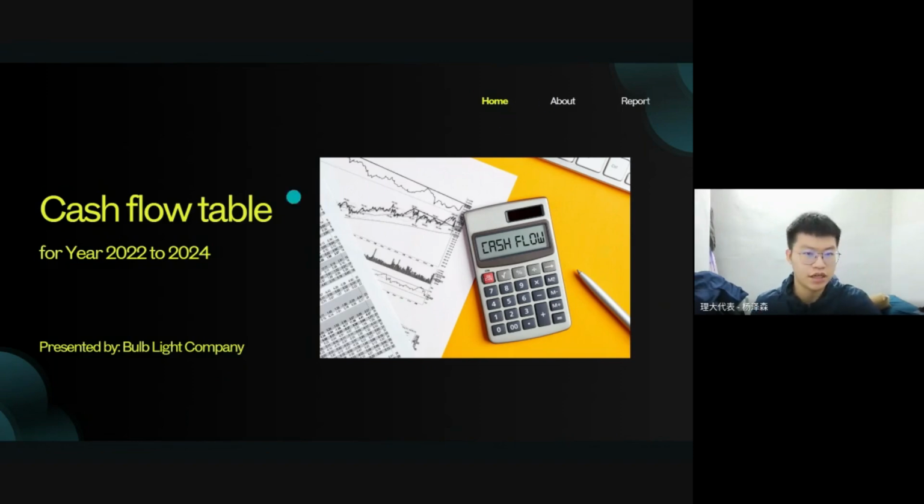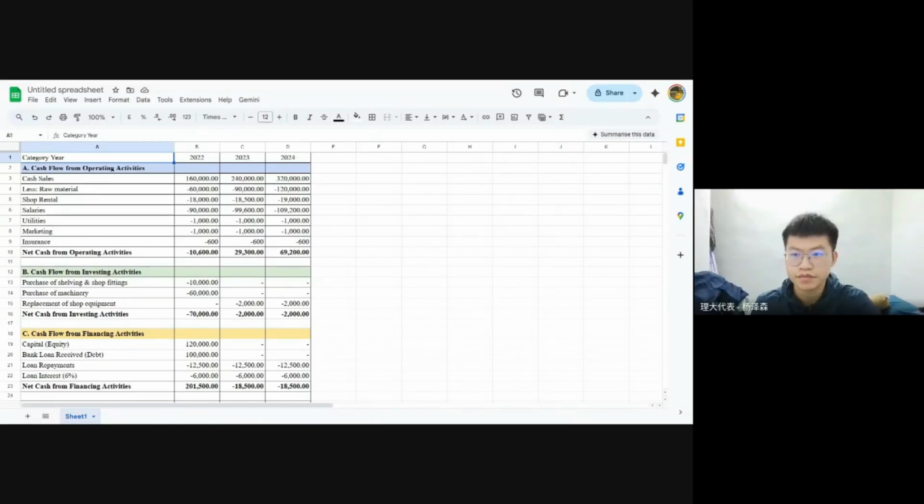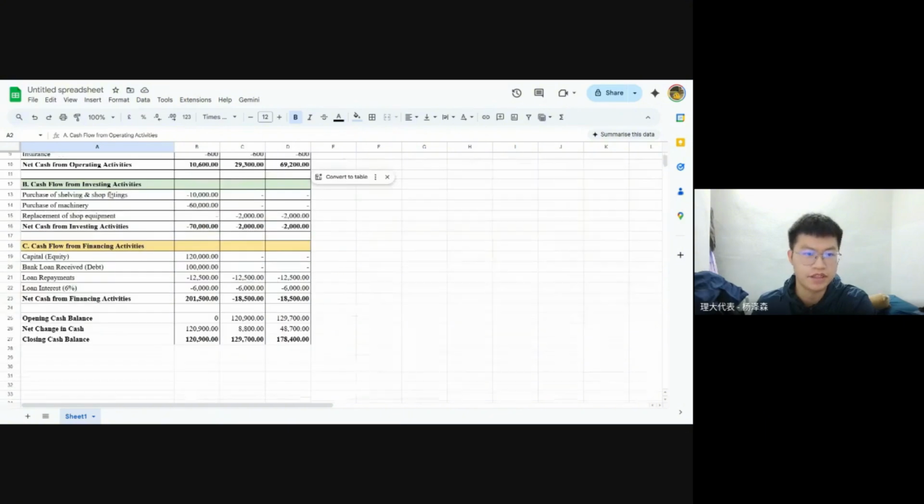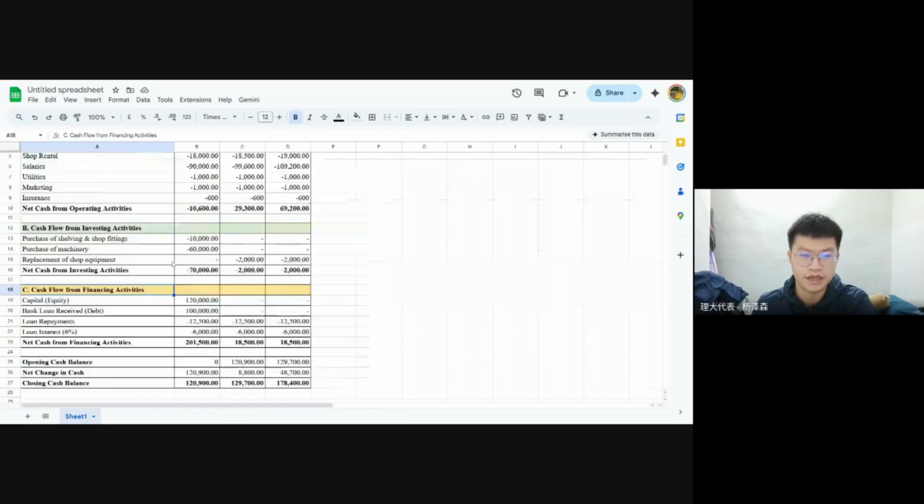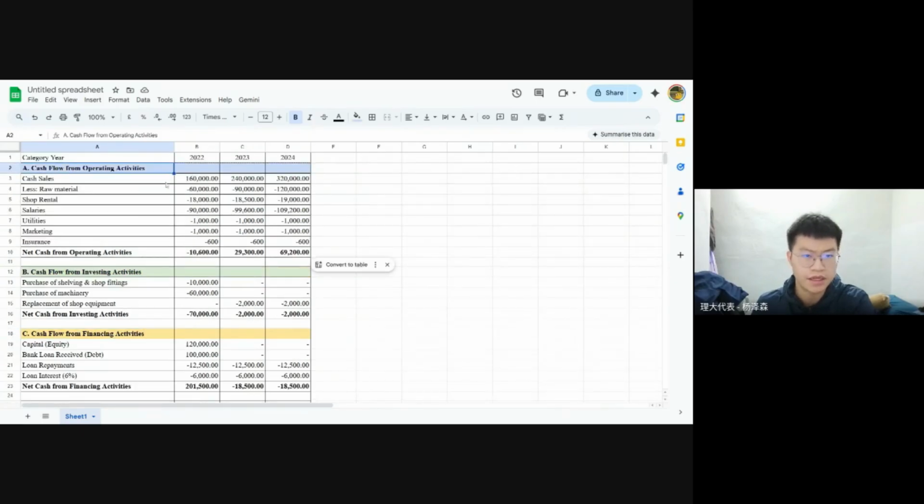So now I'm presenting the cash flow table for our company from year 2022 to 2024. Let's directly jump into the cash flow table. All right, so here is the cash flow table that was made by us. We can see the years divided into 2024, 2023, and 2022. We have 3 main categories: part A, the cash flow from our operating activities; the cash flow from our investing activities; and the cash flow from our financing activities. I'll talk about part A first.